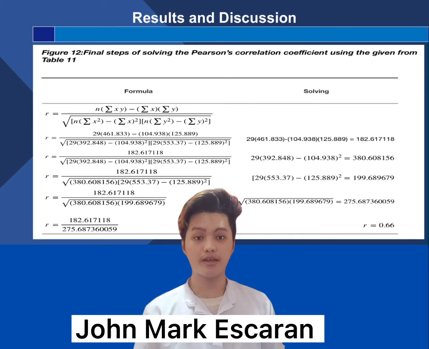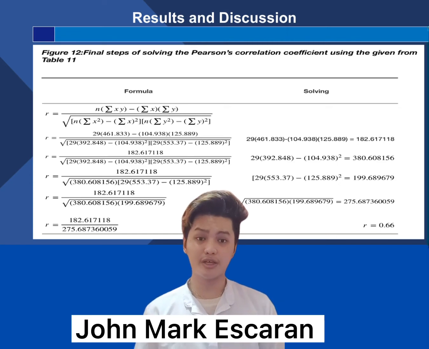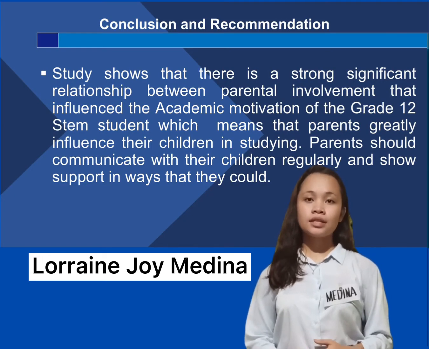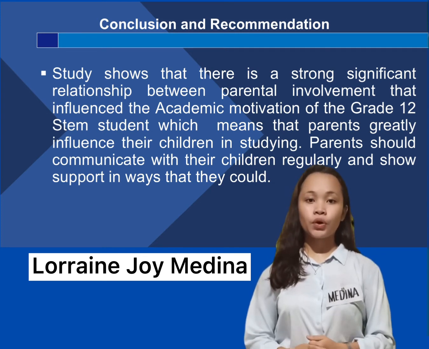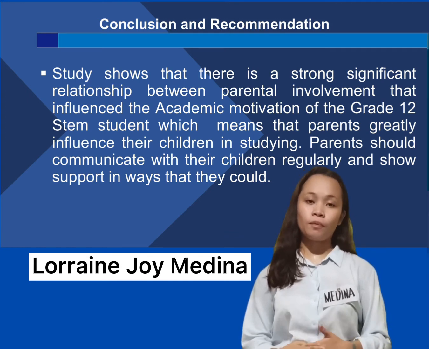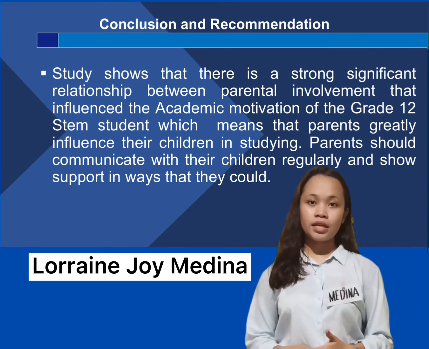that parental involvement and academic motivation have a high degree of relationship, and because it is positive, according to Statistics Solution of 2021, if the value lies in positive, it determines that if one variable increases, the other also increases. Which is to say, if parental involvement increases, the academic motivation also increases. Based on the data gathered and statistical methods used in this study, our group therefore concludes that there is indeed a strong, significant relationship between parental involvement and the academic motivation of Grade 12 STEM students, which means the parents greatly influence their children in studying.